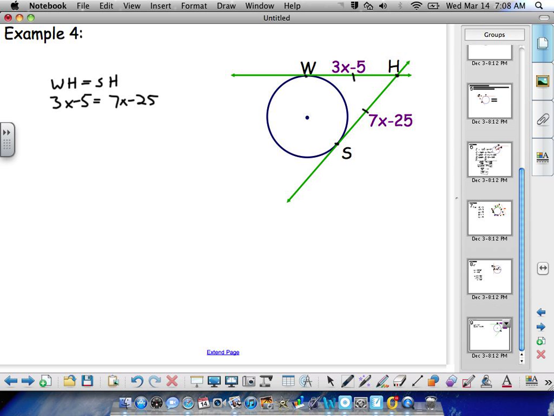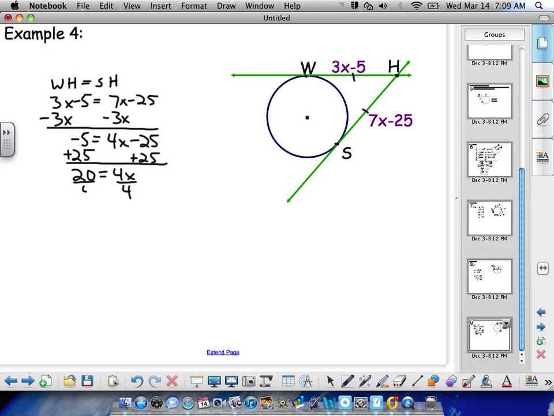Solve for x. Variables are on both sides of the equation. Move them to one side. Negative 5 equals 4x minus 25. Isolate x. Add 25 to both sides of the equation. 20 equals 4x. Divide by 4, divide by 4, x equals 5. Check your answer. Substitute 5 back in.